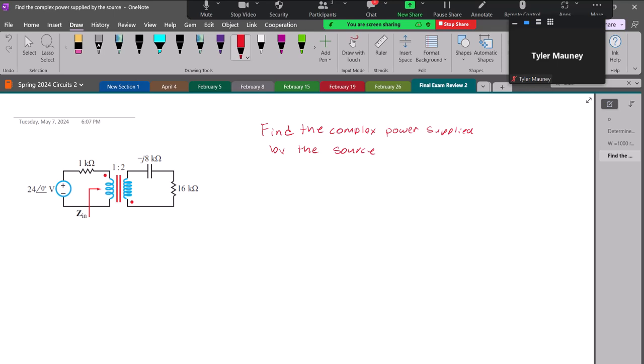All right, so what is N? N is 2. What is ZL? 16 minus J8, in kilohms. So we know Zn equals ZL over N squared, or Zn equals 16,000 minus J8,000 over 4.